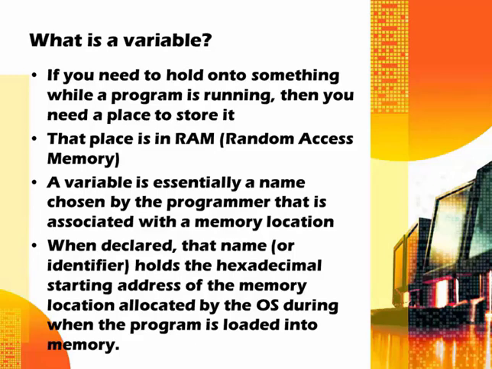So when you declare it, it basically doesn't hold a value. It holds a hexadecimal starting address of the memory location in RAM that's allocated by the operating system when the program is loaded. So every time you declare a variable in your code, when you run that program and it's loaded into memory, it automatically allocates enough memory in conjunction with the operating system to hold all the different types and variables that you've declared.